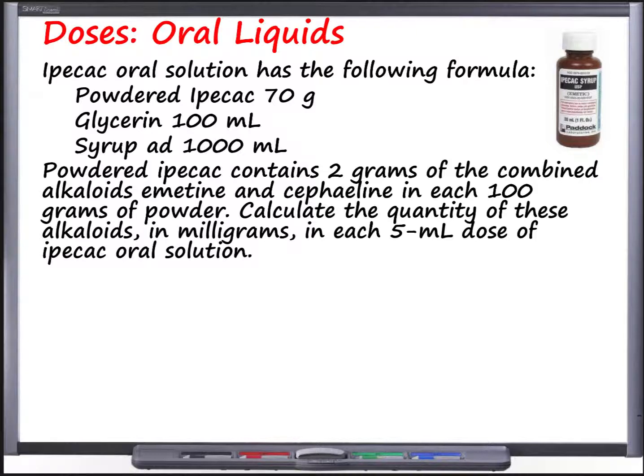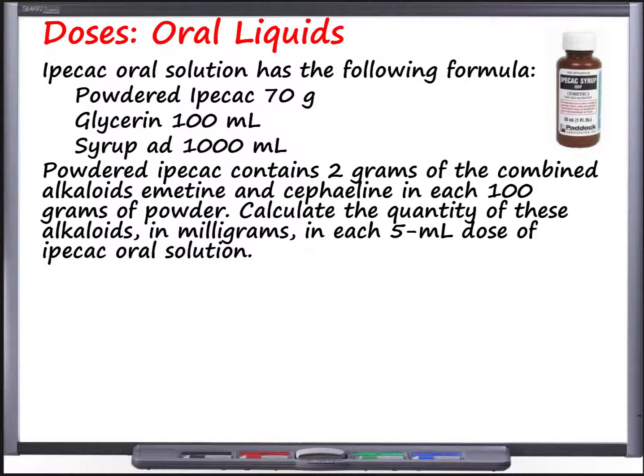But to keep going for now, it says powdered Ipecac, the actual powder you're going to use, contains 2 grams of the combined alkaloids, emetine and cephaeline, in each 100 grams of the powder. So again, if you have 100 grams of that powder, remember there's a bunch of other stuff in this plant. It's not all these alkaloids that cause the pharmacologic effect. But in the 100 grams of powder, there are 2 grams of these active alkaloids. So we have a concentration there we'll need to use in a little bit.